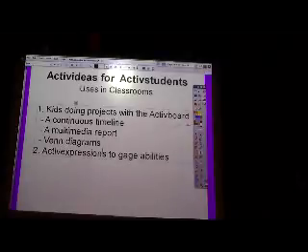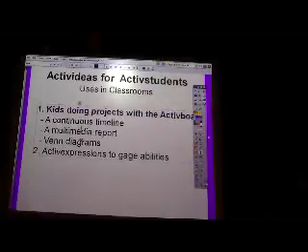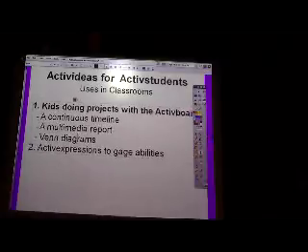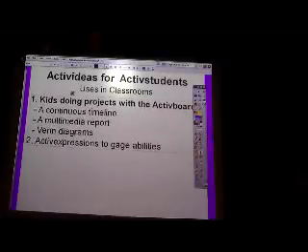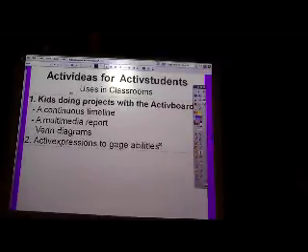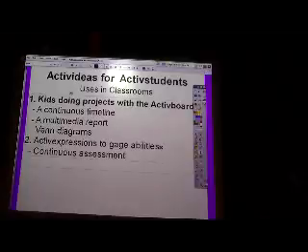Okay, so here we have kids doing projects with the ActiveBoard. We have some examples of ones you can do in your classroom: continuous timeline, multimedia report, Venn diagrams, active expressions to gauge abilities. Assessment, yes. This is a good way to really get continuous assessment, which I know is very important in your classroom, because kids do change and our abilities will evolve over time. And so continuous assessment is really important in finding out our abilities.